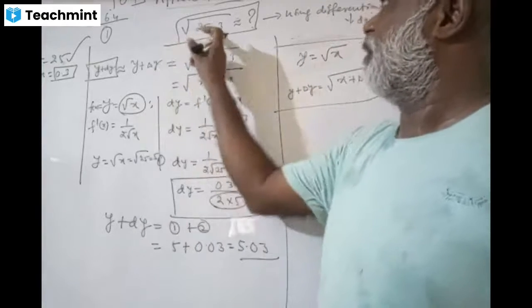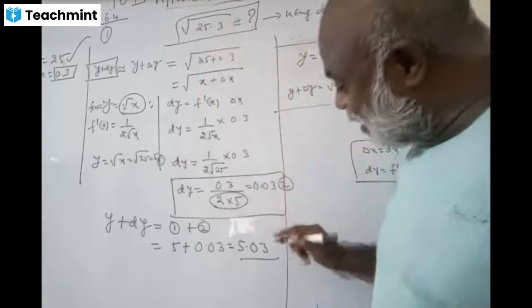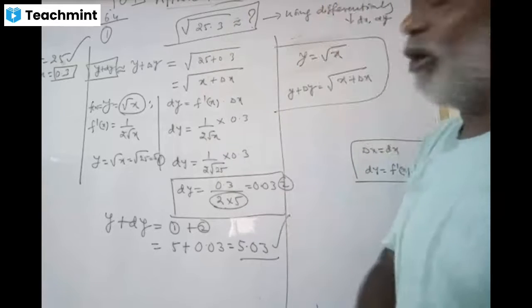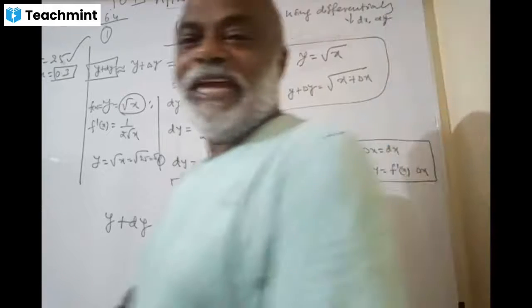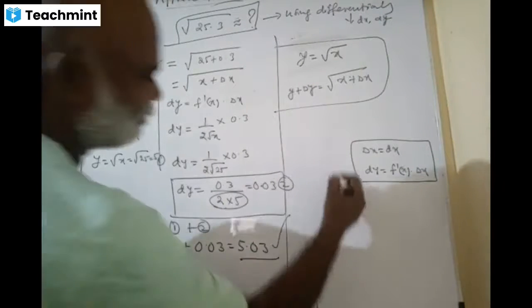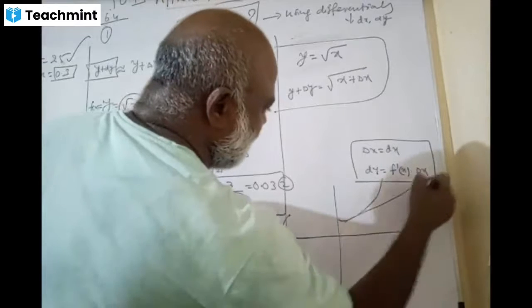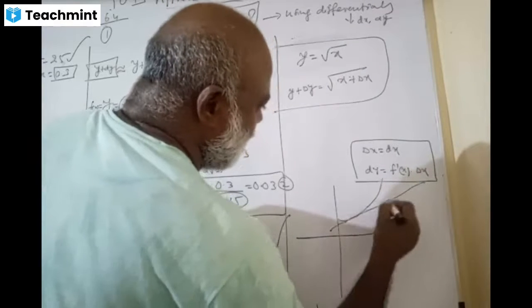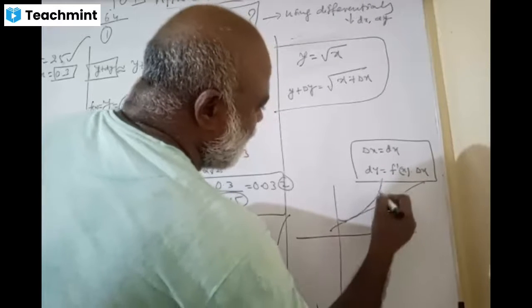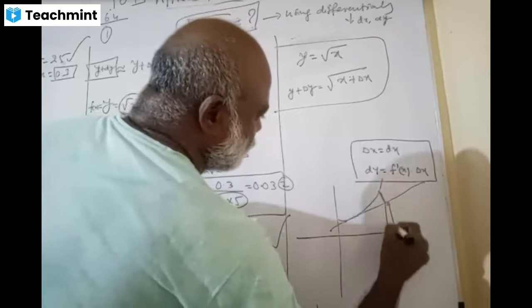the square root of 25.3. Mostly you will get a value slightly more than this. Why? Because our curve is like this. I have drawn a tangent like this, and we are only estimating up to this. And also, this is the gap. We are only measuring this much.